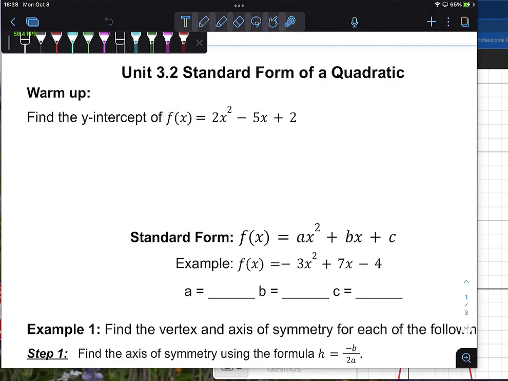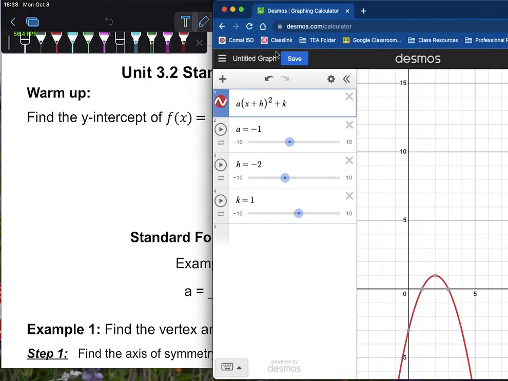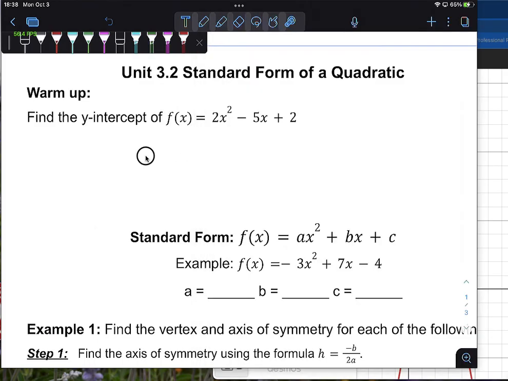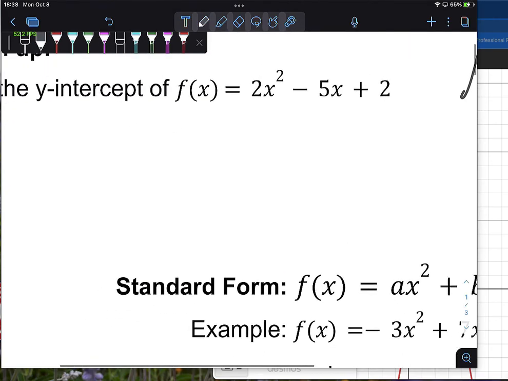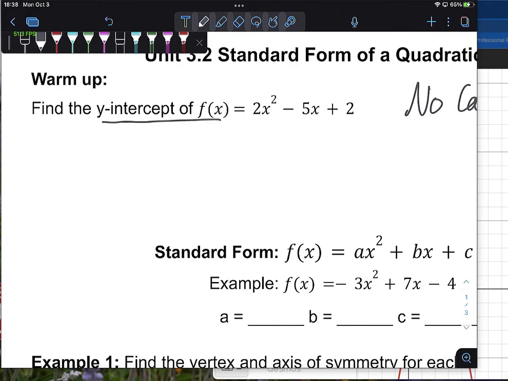Now, in this lesson, I want so badly to take us over to Desmos. However, for this lesson, no calculator. We can use a calculator at the end in order to check ourselves, but for today, no calculator. So let's find the y-intercept of f of x.